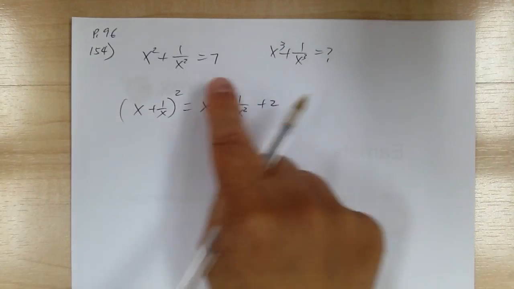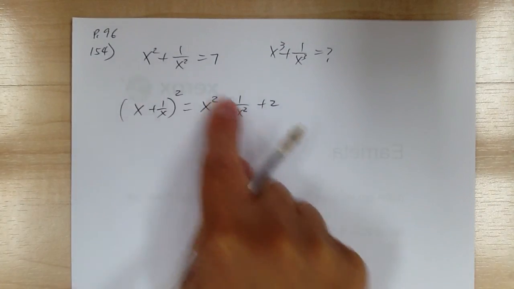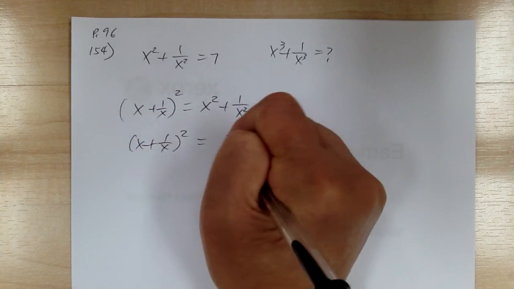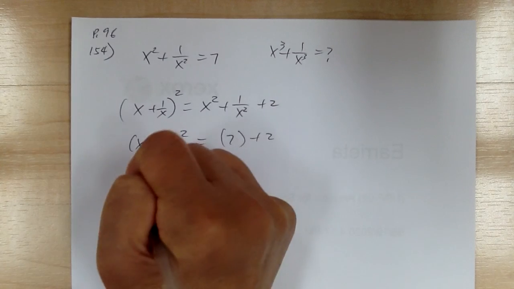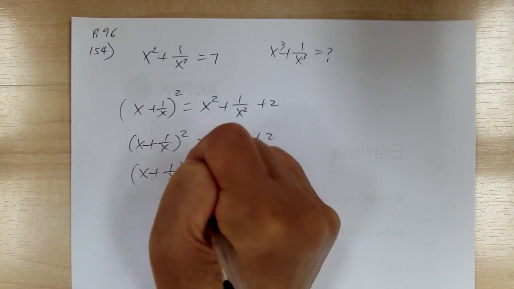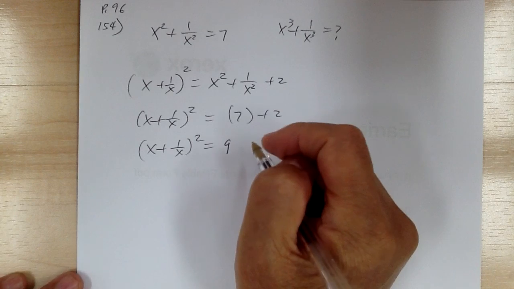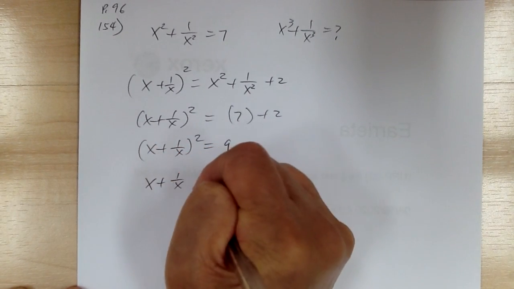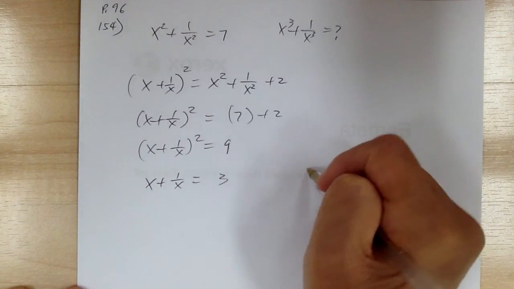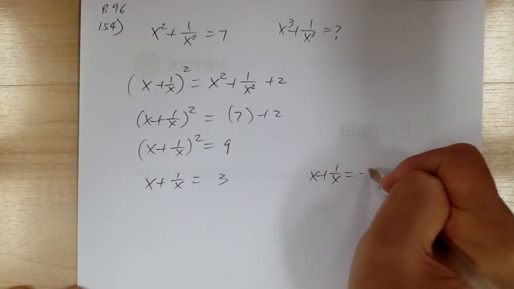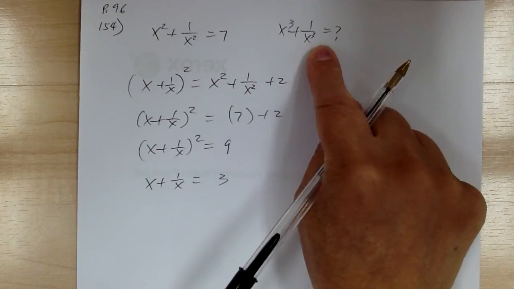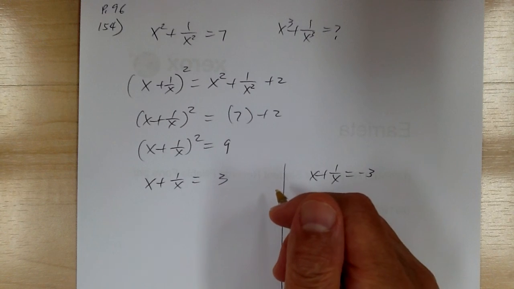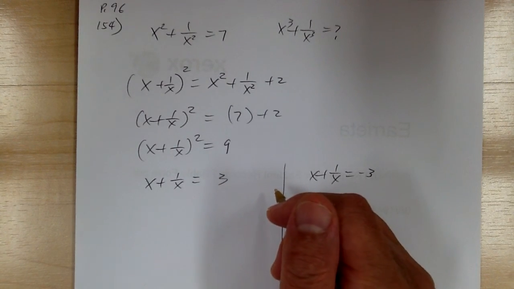Okay? And if you notice, we know these, right? So x plus 1 over x, squared, equals 7 plus 2. So x plus 1 over x, squared, equals 9. And if you take the square root, you're going to get x plus 1 over x equal to 3, or x plus 1 over x equal to negative 3. Now because it's cubed, we have to allow plus or minus. So you have to do both. Okay, so now we're ready to do the cube.